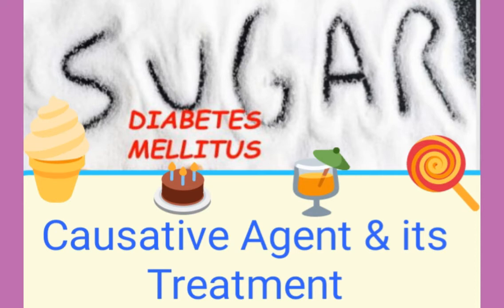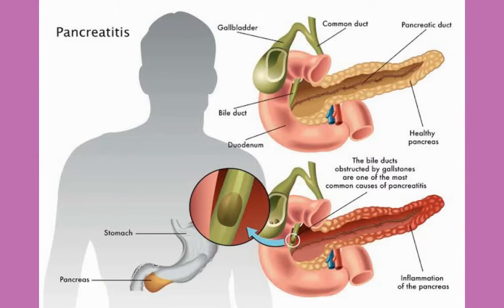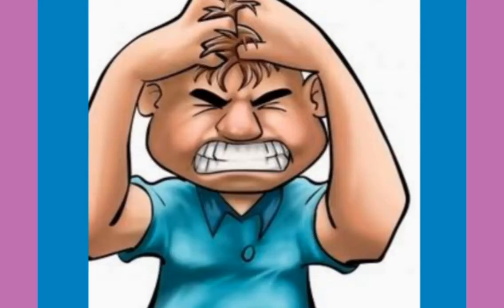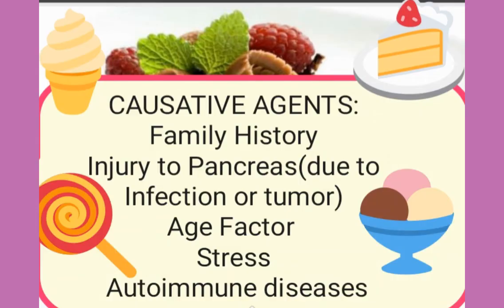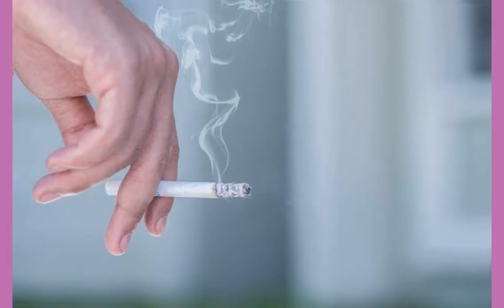Causative agents may be a family history, or injury to the pancreas because of some infection or tumor. It is also an age-related disease, and stress and autoimmune diseases are also related to it. These are all risk factors that may increase the chance of getting diabetes mellitus. Smoking is also involved, as are high blood pressure and being overweight.